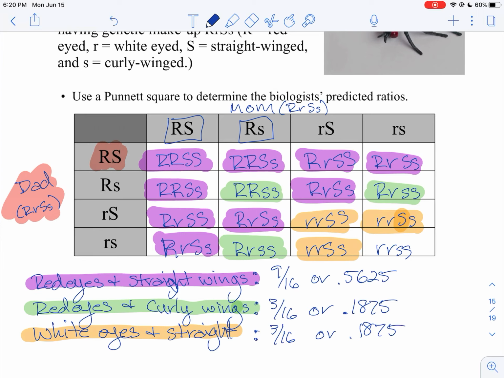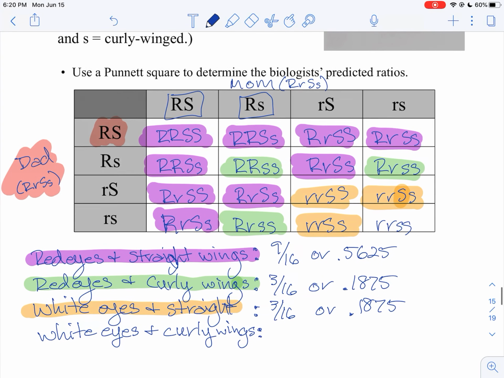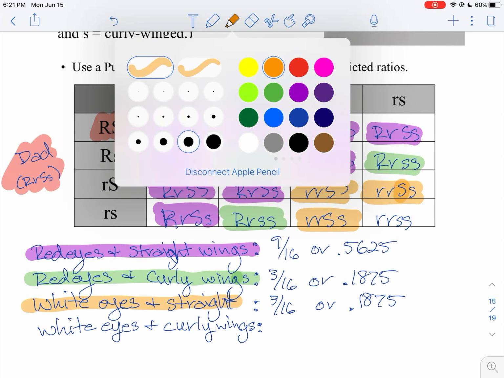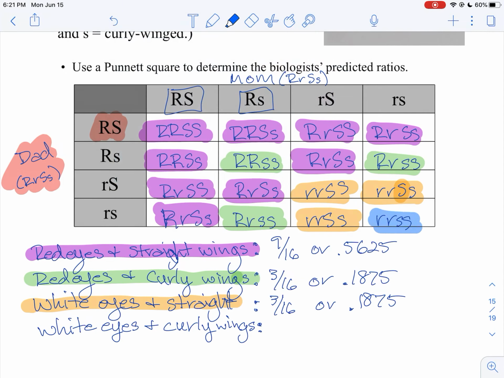And final category would be our white eyes and curly wings, which would again only happen if they get both recessive traits from their parents. And I know this is an oversimplification. You guys that are in AP biology know there's probably more to it than this, but for statistics, this is all we need. And so obviously for that white eyes and curly wings, let's make that blue. That only happened once. So our proportion or our probability is 1 out of 16, or 0.0625.